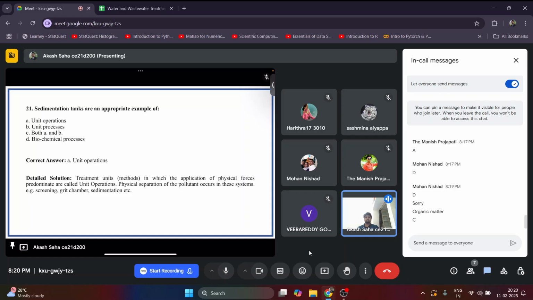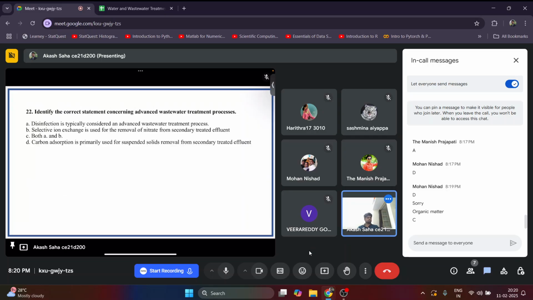Can someone give an example of unit processes? What can be an example of unit process? Any idea? Like the activated sludge aeration tank. Activated sludge process aeration tank. Okay, it's an example of unit process.